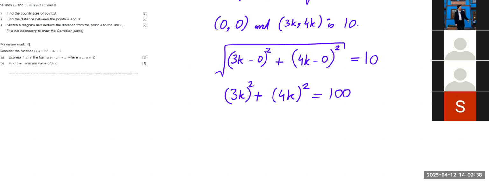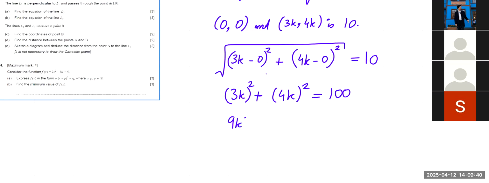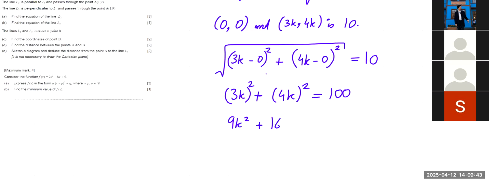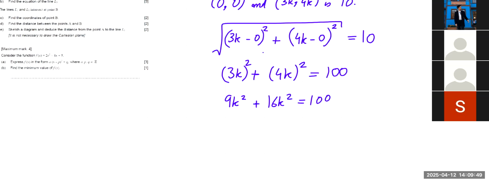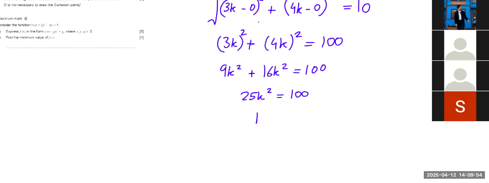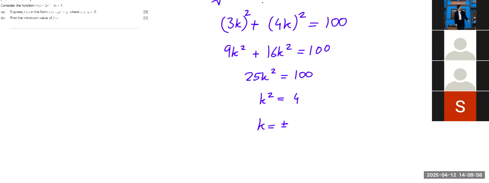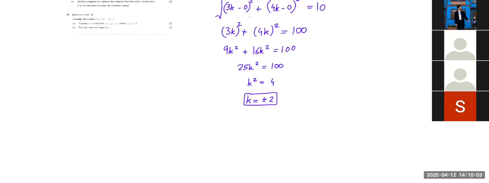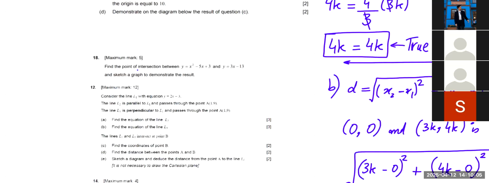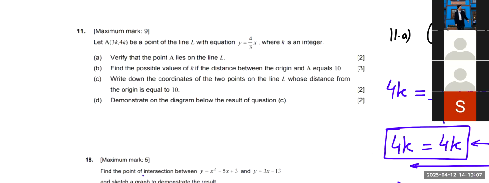Now, 3k squared is 9k squared. 4k squared is 16k squared. And 10 squared is just 100. Now, what is 9k squared plus 16k squared? 25k squared. Now, I divide both sides by 25. I square root both sides and I get plus or minus 2 as my final answer. So I have two answers, plus or minus 2. K can be either one of those two things. And as you can see, it says find the possible values of k. We were expecting two answers.